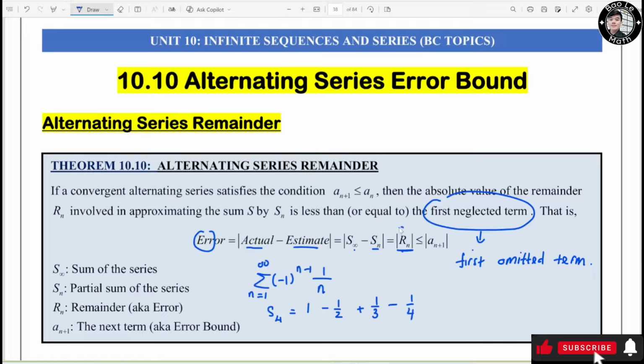If we use this formula, the absolute value of the remainder is going to be less than or equal to the next omitted term. We mean the absolute value of the next one right here, which should be plus 1 over 5. We're going to use this one, so it should be the absolute value of 1 over 5, and it's going to be 1 over 5. So keep that in mind.